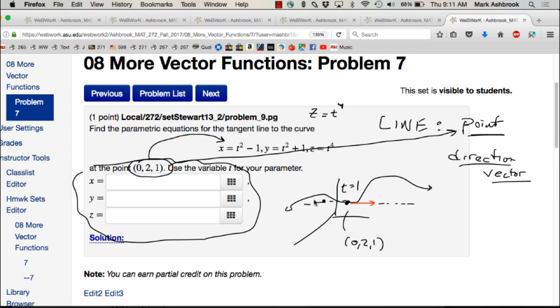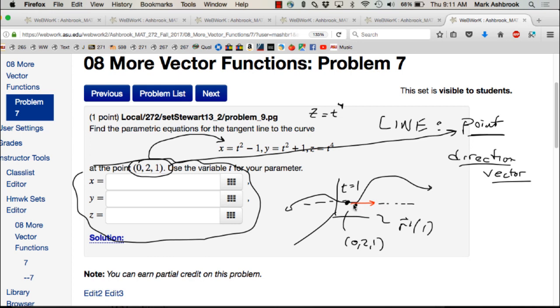So that's the direction the curve is going at (0, 2, 1). So what do I need? Derivative. Do I need the tangent? Do I need the unit vector? No, because I'm writing the equation of the line. Any vector parallel to this line is good enough. So I can use r prime of 1. R prime of 1 will be the direction of the curve. It won't be unit length, but it doesn't matter.